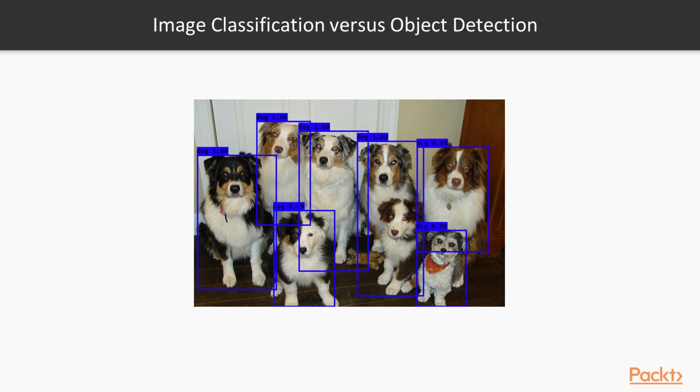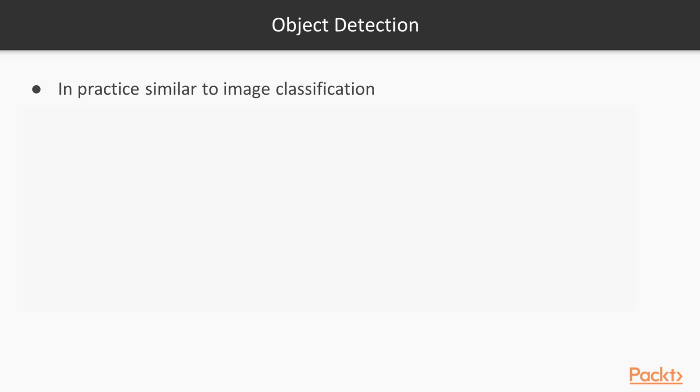Object detection is a little bit more complex because we want to get distinct objects for each class, right? So here we can see that each object, each dog on this image, is actually separate. So it's a much more complex problem than image classification. In practice, it is similar to image classification, but there are important differences.